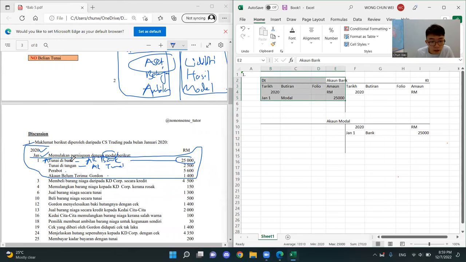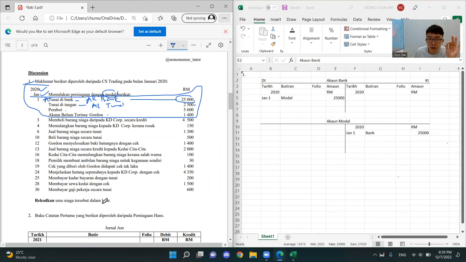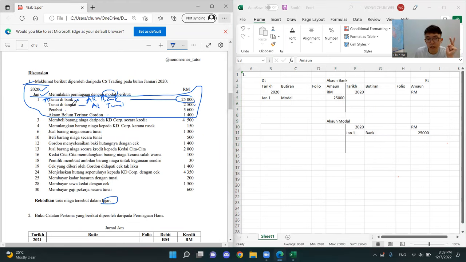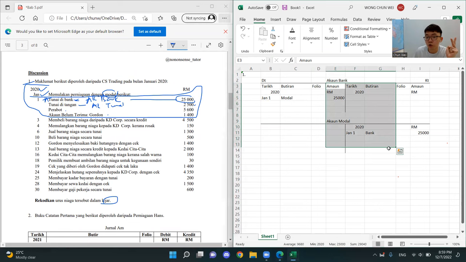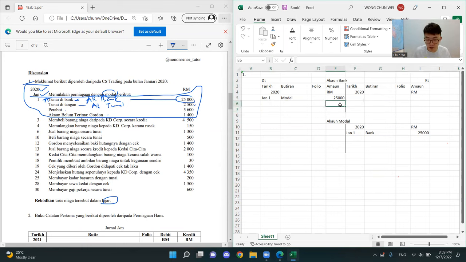So this is what we have done. Remember, everything here, all the small details, if you see a number with it, it must be recorded in the ledger, which is this one. I must open an account for it. Okay, so I already opened one for bank. Okay, next, tunai ditangan. So this is an account tunai. I need to open an account tunai. And by the way, I forgot to tell you guys to leave more lines for the account bank, because normally account bank will have more stuff to record.